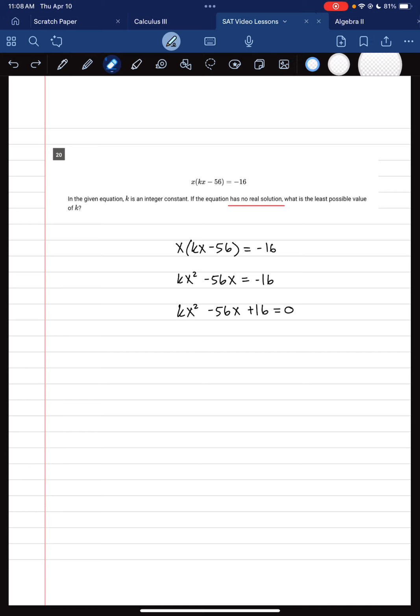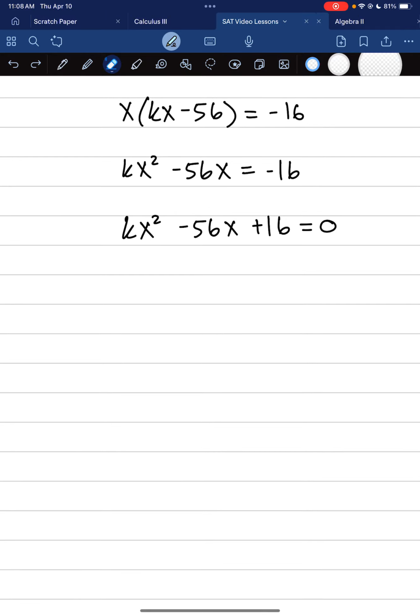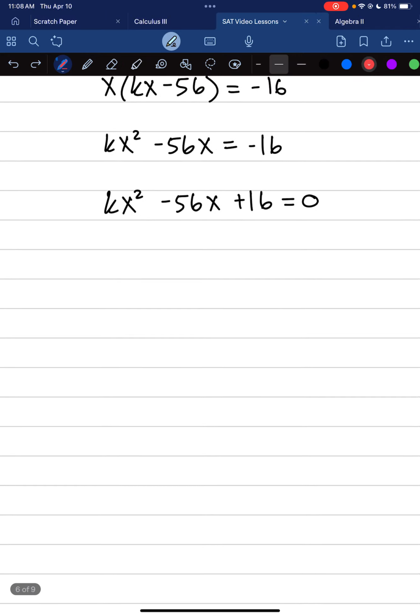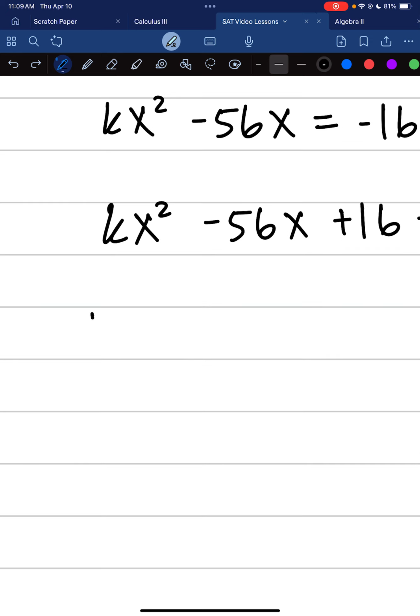So a good first step in this case is to just find the discriminant of this equation here, and then set it to be less than 0, and then solve it from there. So let's start with finding the discriminant. Remember that the discriminant is going to be b squared minus 4ac.